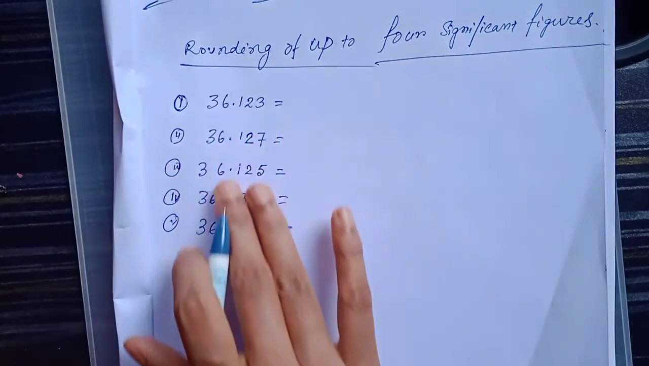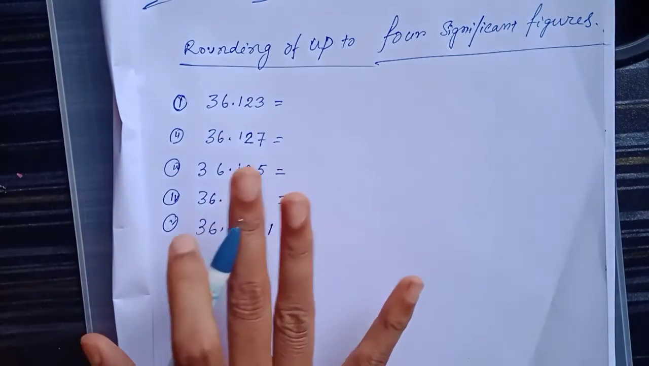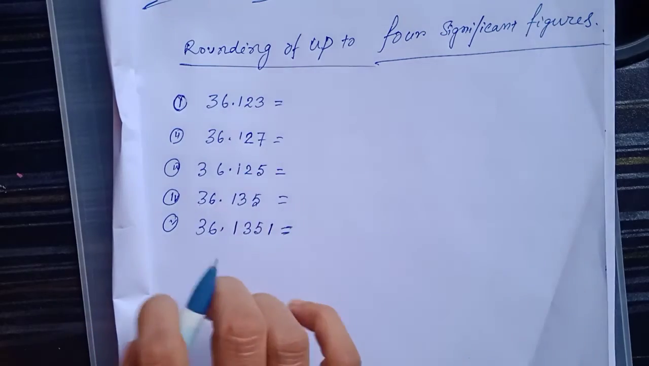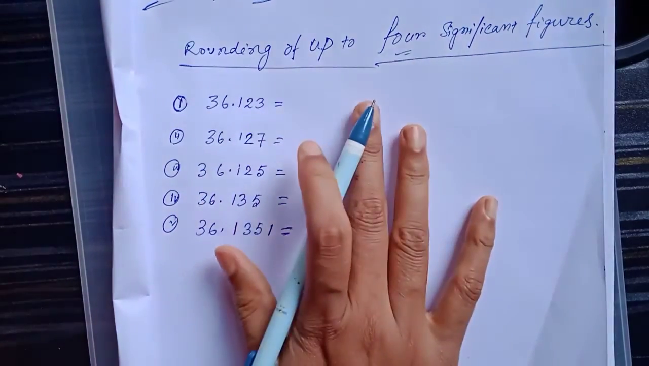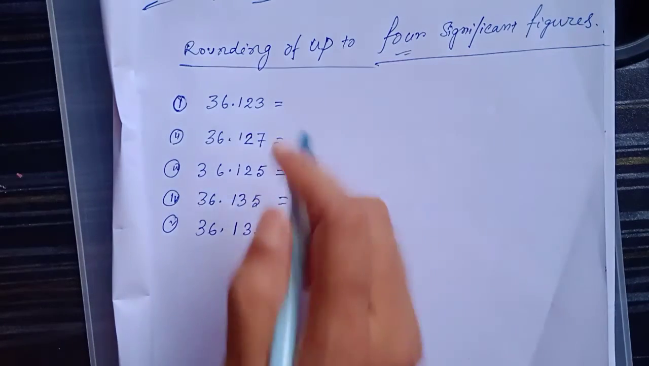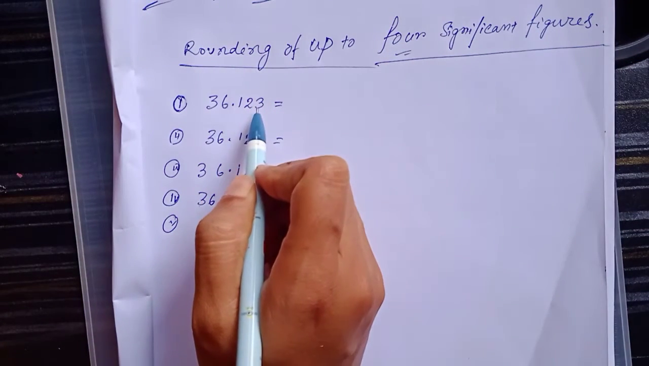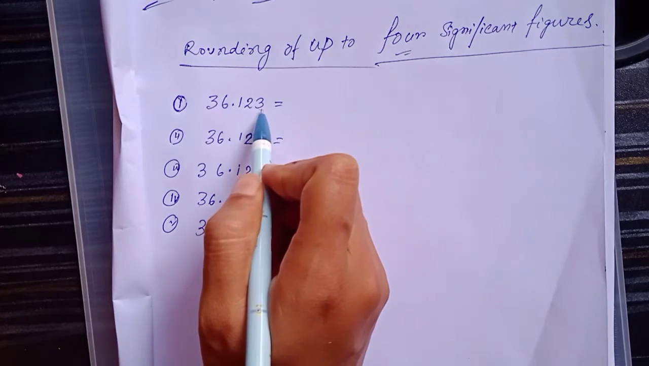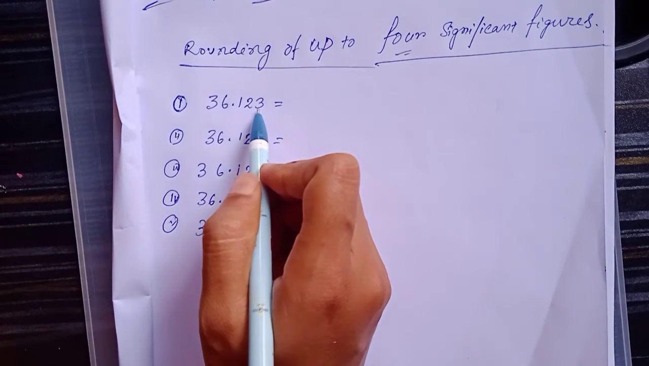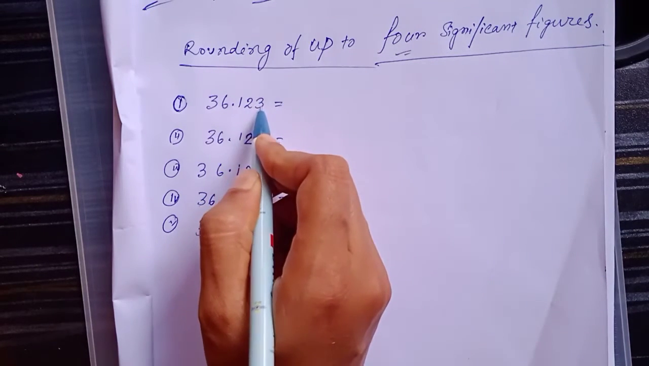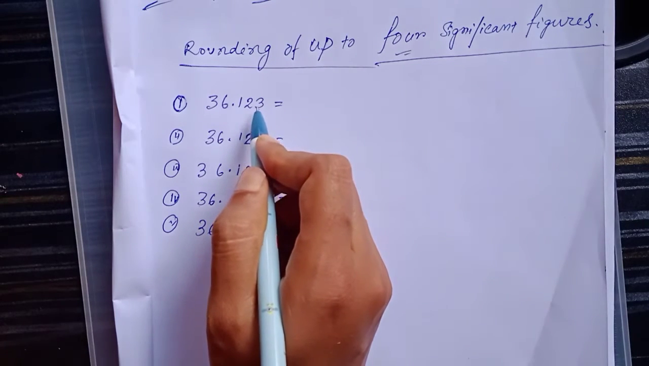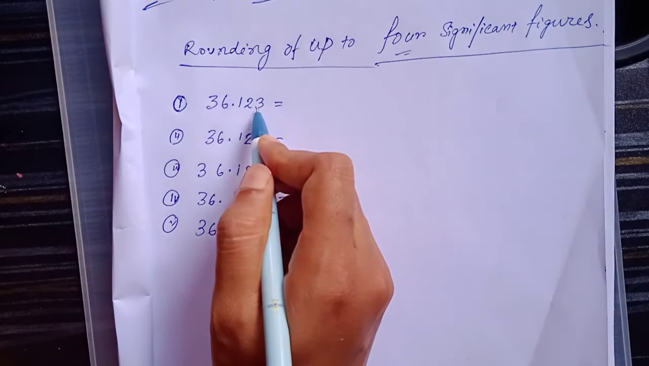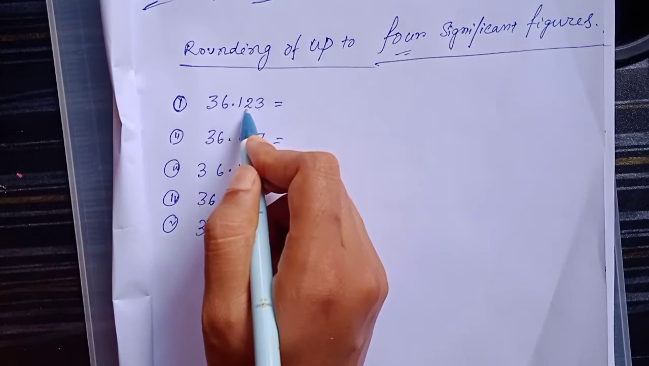Here we have taken some examples to know how to round off any number. Here we have to round off up to 4 significant figures. Since we have to round this number up to 4 significant digits, the rounding depends on the 5th digit, whether it is less than 5, greater than 5, or it is 5. If it is less than 5, here we can see that 3 is less than 5. Hence the 4th digit remains unchanged.